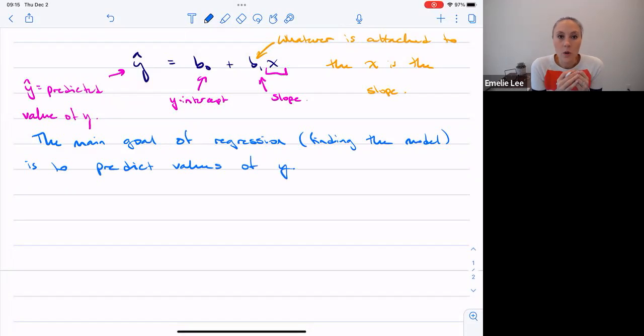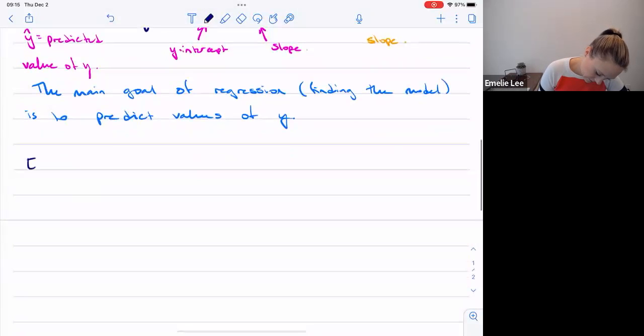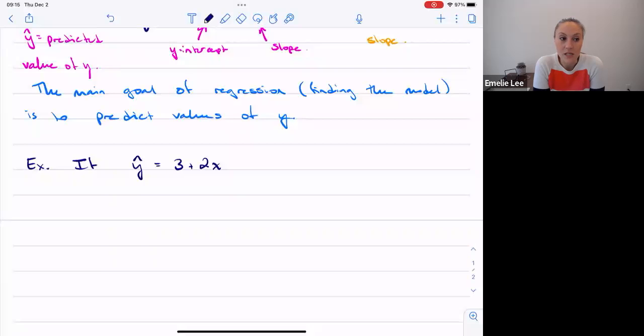Okay, so what we need is ways to be able to find the slope and find the intercept. Once we've calculated those, then it's just a matter of, I give you a value of x and you can predict the value of y. So, for example, if I tell you that y hat is 3 plus 2x, what is the predicted value of y when x is 4?